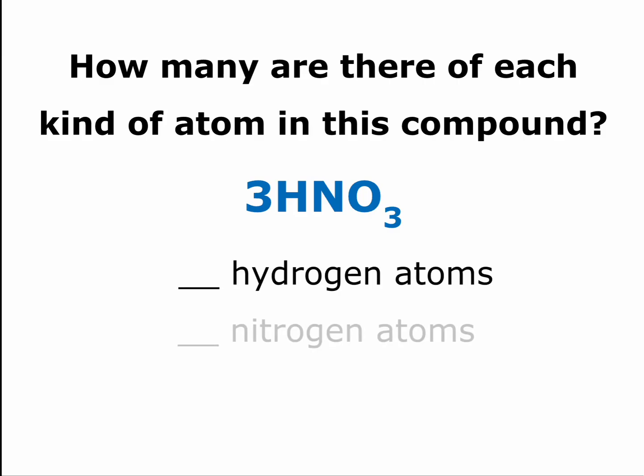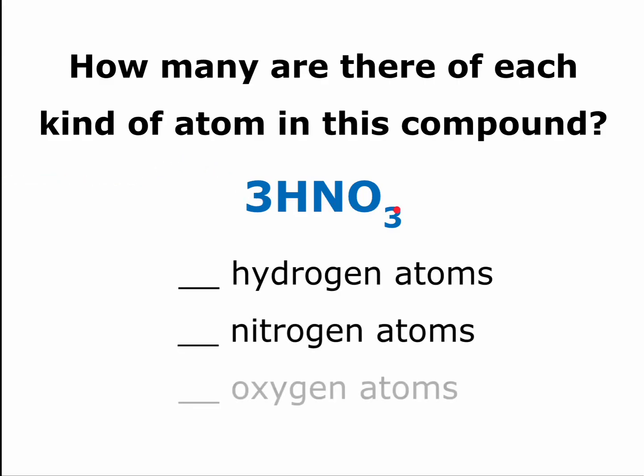First, we will list the atoms: hydrogen, nitrogen, and oxygen. We'll take the subscript times the coefficient. 1 times 3 is 3. 1 times 3 is 3. And the subscript for oxygen is 3. We'll take 3 times 3, which is 9.